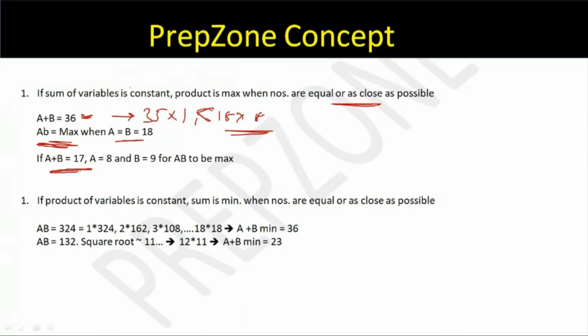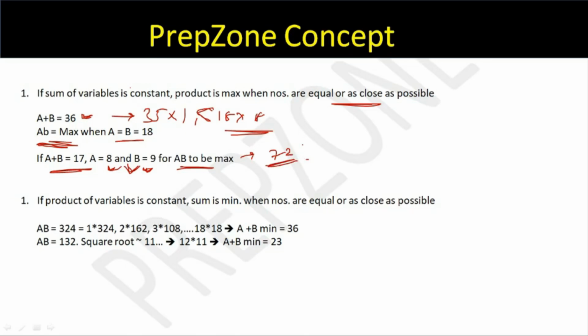And if a plus b is 17, then of course a can't be equals to b. So 8 into 9, when a is 8, b is 9, or when a is 9, b is 8, then ab will be maximum because these are as close to each other. So maximum value of ab here will be what? 72. So these are some theorems, some identities that help you solve questions faster.